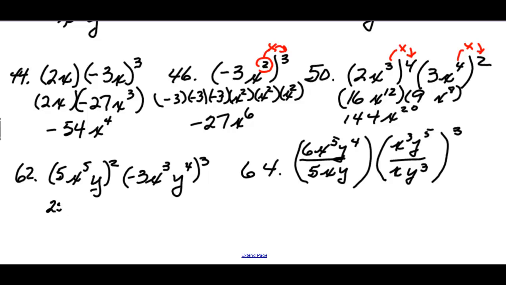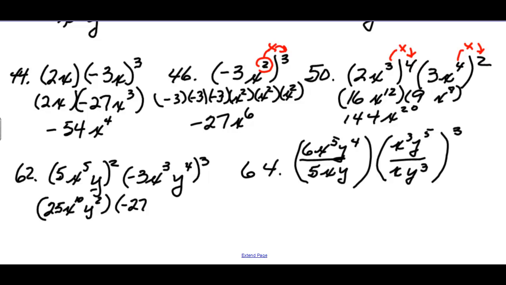Let's do that all over again. 25 x to the 10th y squared times -3 times -3 times -3. 3 times 3 is 9. That's a positive 9 times 3 is -27.